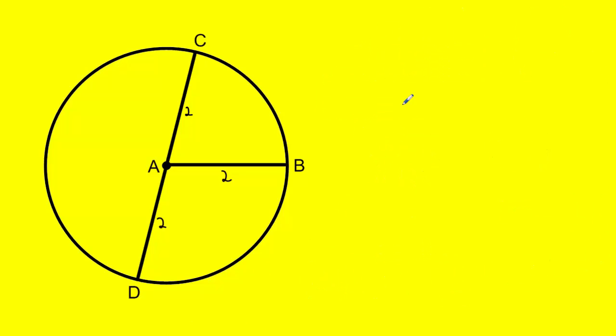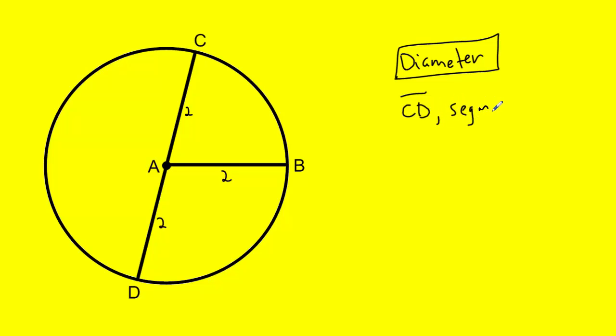And next, another part you should know is the diameter of a circle. And a diameter is simply a segment where the endpoints are on the circle and it passes through the center. Like what we have here, this is segment CD and it passes through the center A. That's what makes it a diameter. So it has to pass through the center and the endpoints have to be on the circle. So this is segment CD.